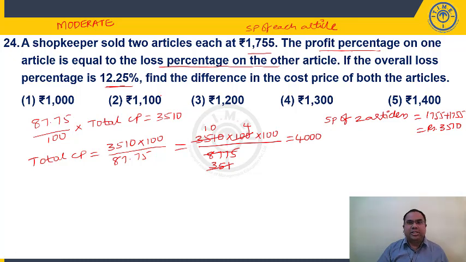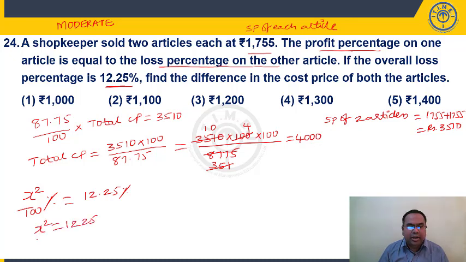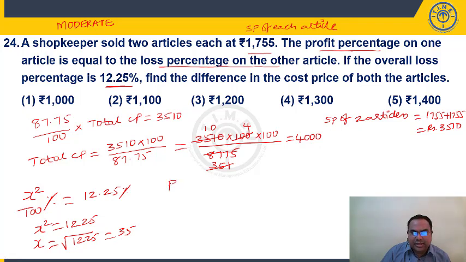Now remember, the selling price of each article is the same. One article is sold at X% profit, the other is sold at X% loss. Overall, there will be a loss of X square by 100%. X square by 100% is equal to the overall loss, 12.25 percentage. X square is equal to 1225. X is equal to root of 1225, which is nothing but 35. Because 35 into 35, we know 5 square is 25, carry 2, 3 into 3 is 9, plus 2 is 11. Hmm, so 3 by 1, it will become 4, 1225. So the root of 1225 is 35. So we can say the profit percentage is 35% and the loss percentage is 35%.